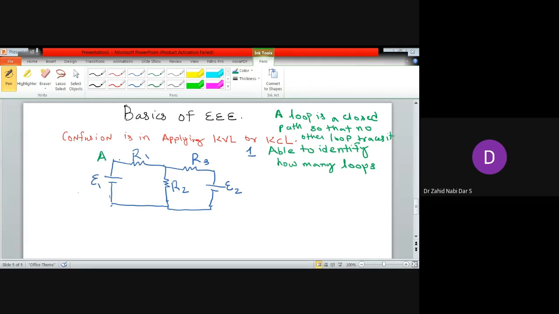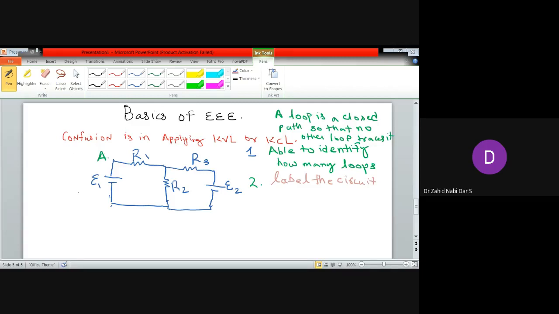Whenever I'm getting a circuit, the first step would be to label the circuit. Labeling is very important, and labeling will help you. Suppose you have labeled this as A.